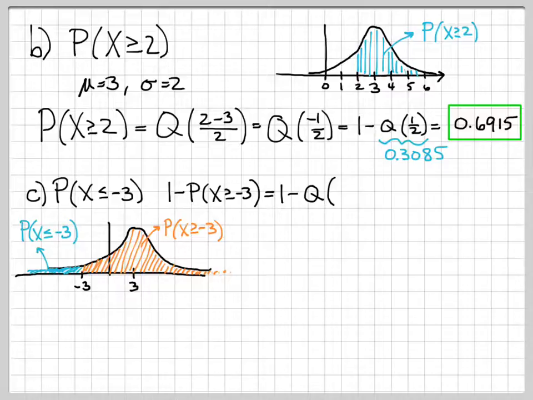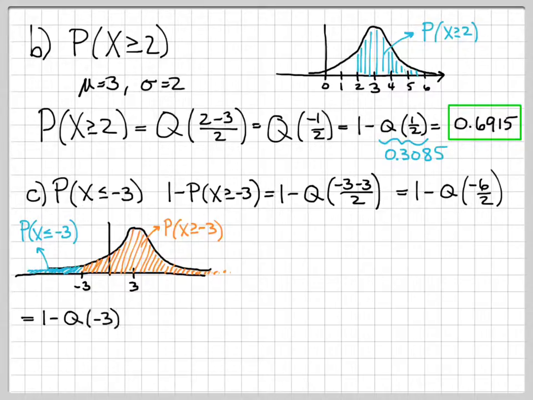1 minus the probability that x is greater than or equal to negative 3 is 1 minus the Q function, because that's what the Q function does. The Q function tells us the probability that our random variable x is greater than or equal to a value when we're dealing with a Gaussian random variable. So I put a negative 3 there. I have to subtract off the mean and divide by sigma again. So this is equal to 1 minus Q of minus 6 over 2, which is equal to 1 minus Q of negative 3.